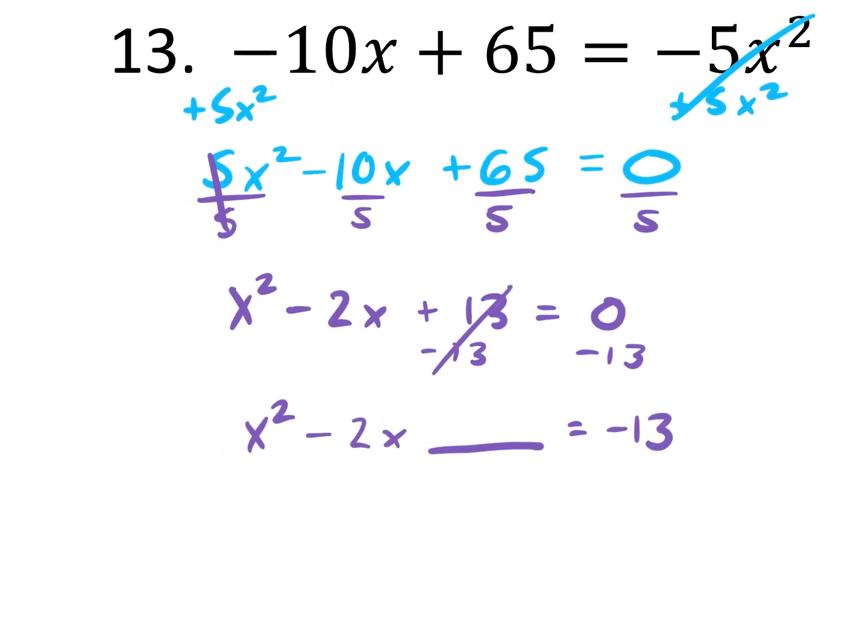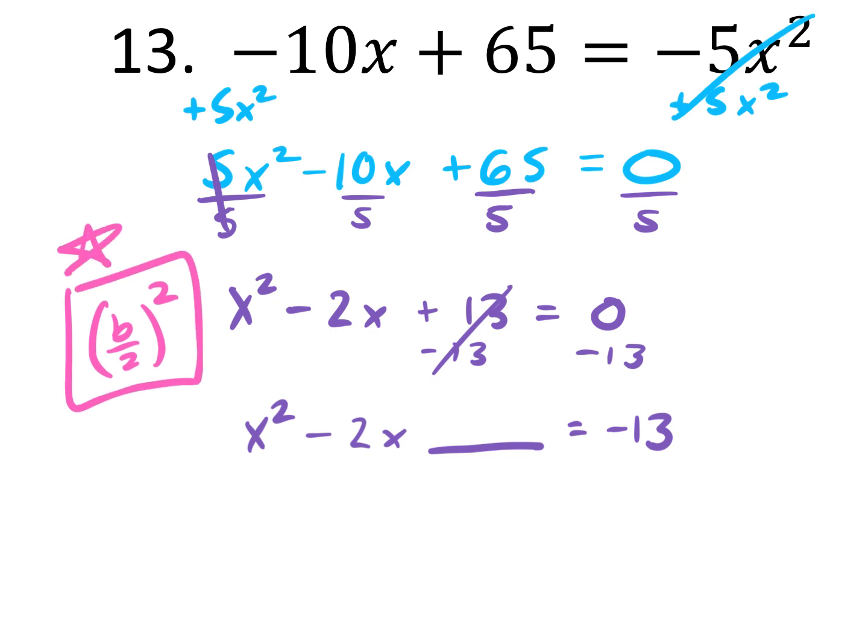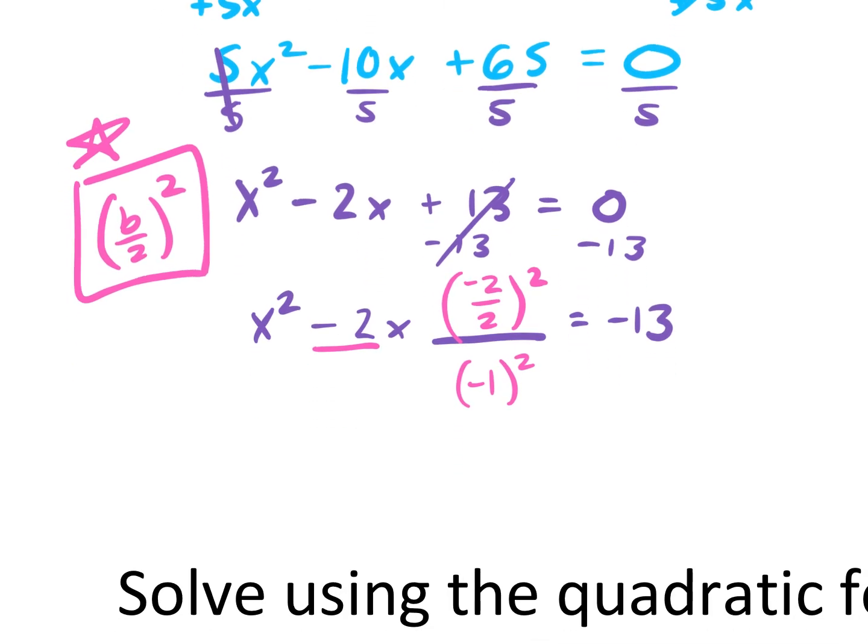What's the little formula that we use to complete the square? B over 2 squared. What's our B? Negative 2. So negative 2 over 2 squared. What's negative 2 over 2? Negative 1 squared. And what's negative 1 squared? Positive 1. So I'm adding 1 into my equation here. What else do I have to do? Add it to the other side.